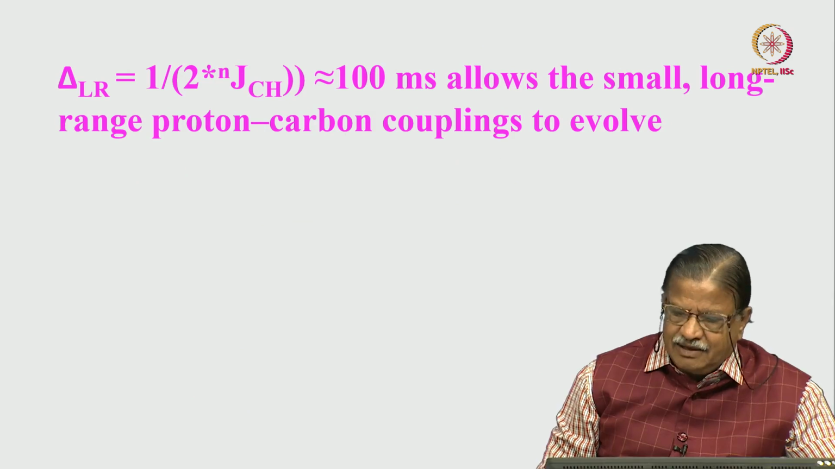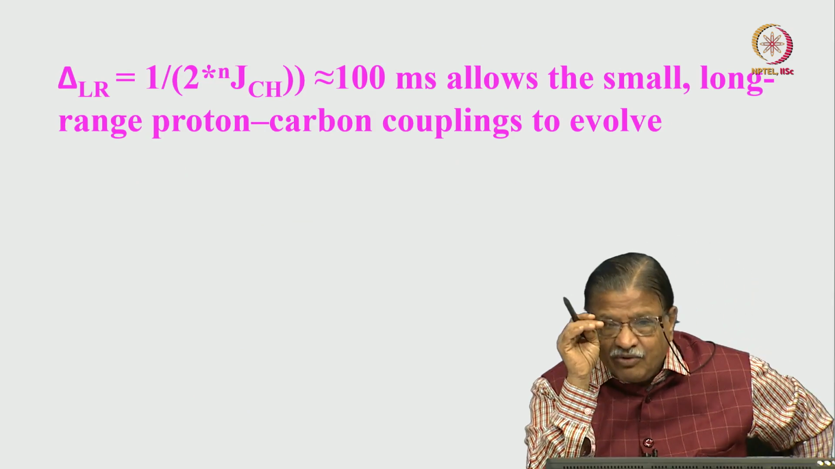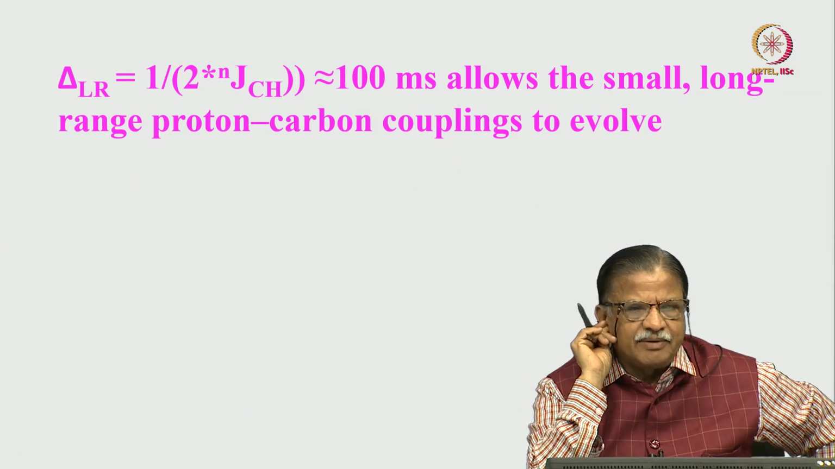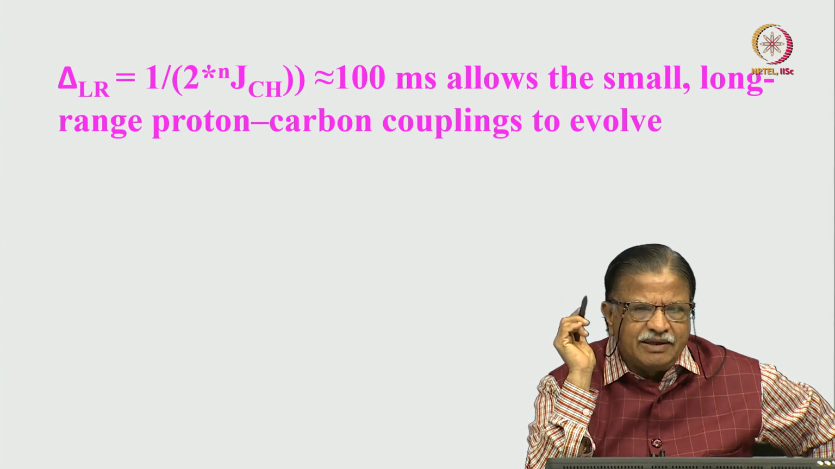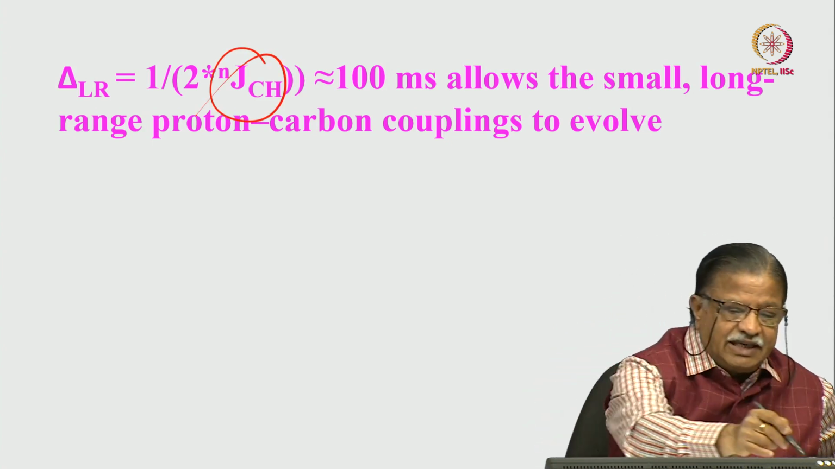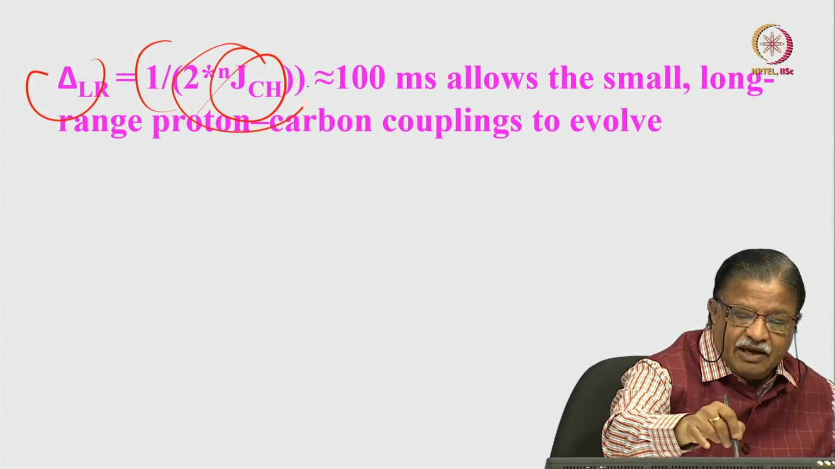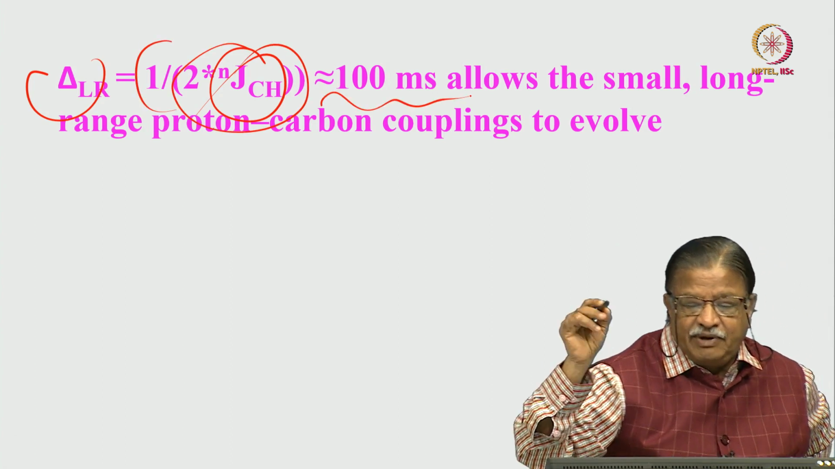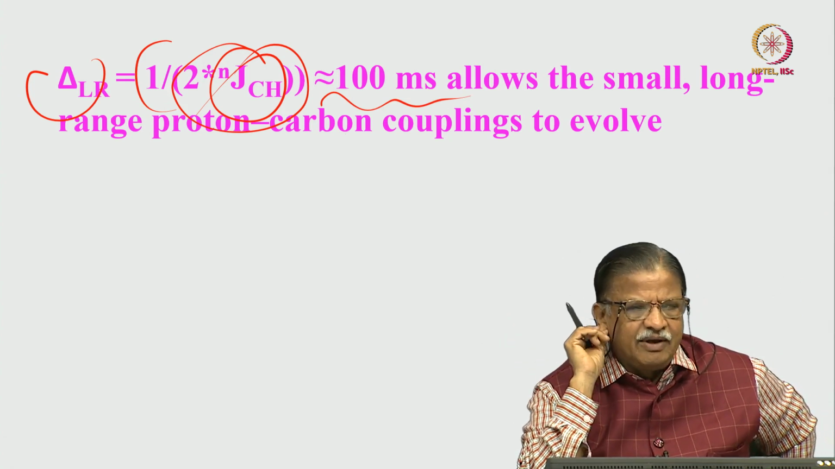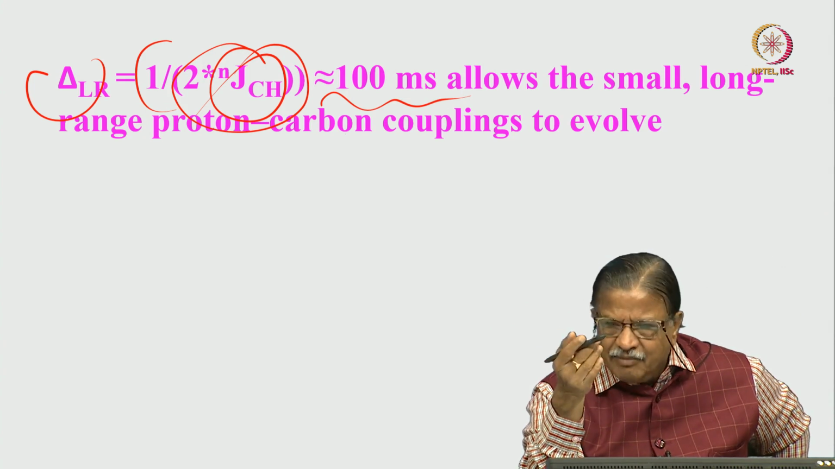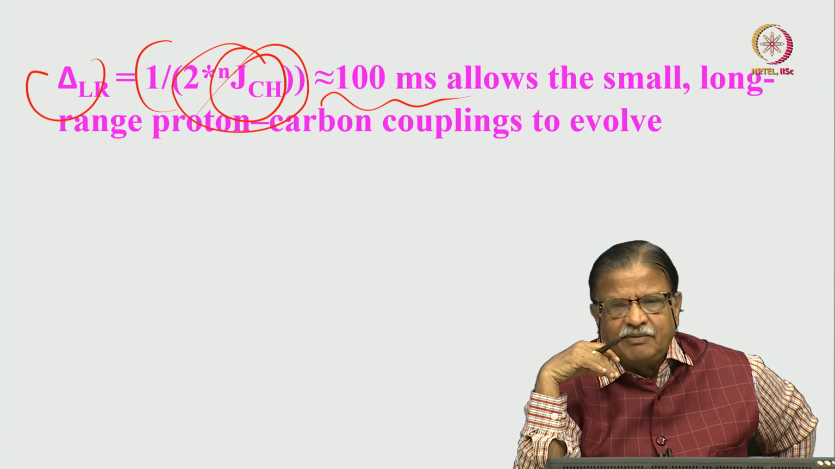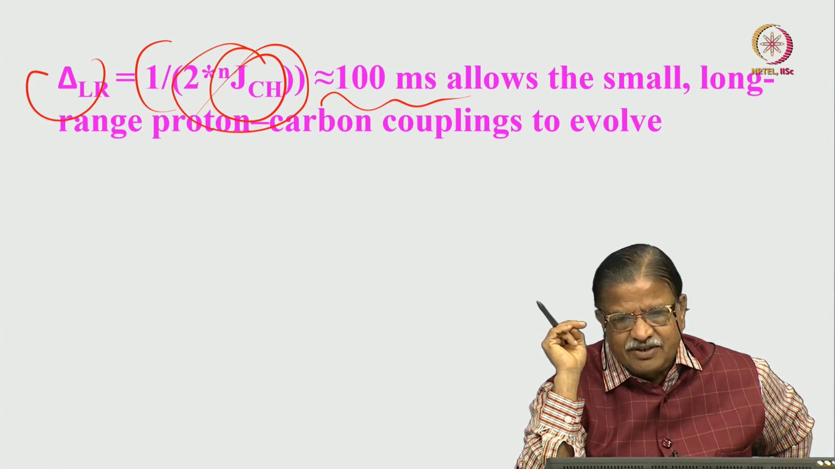What is the delta LR, the long range delay that we have to use to see the correlation of the long range coupling? Remember, long range coupling nJCH is a very small value. Set this delta LR equal to 1 over 2 times the long range coupling, approximately 100 millisecond, for a small long range proton coupling of about 5 hertz to 10 hertz to evolve. 100 millisecond is the long range delay, that filter delay we have to apply at the beginning of the pulse sequence. This delay is essential.